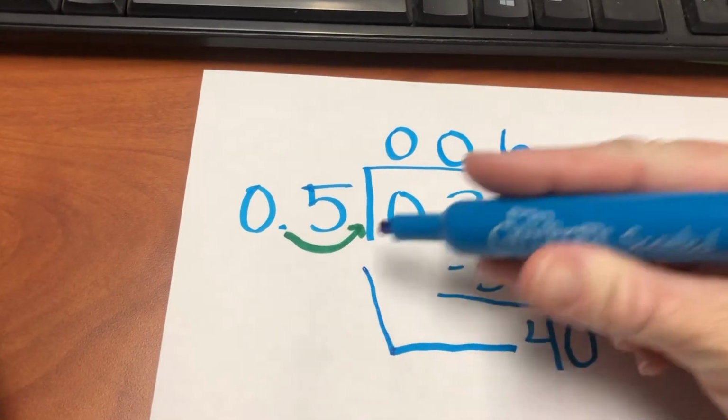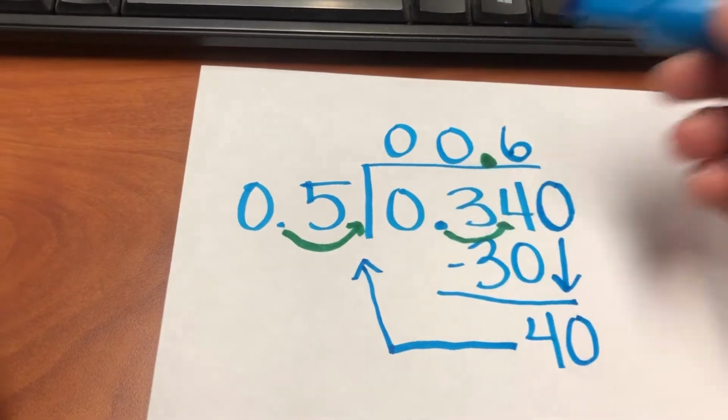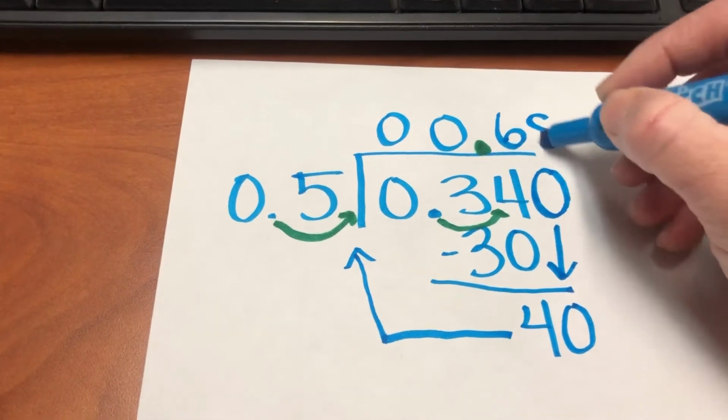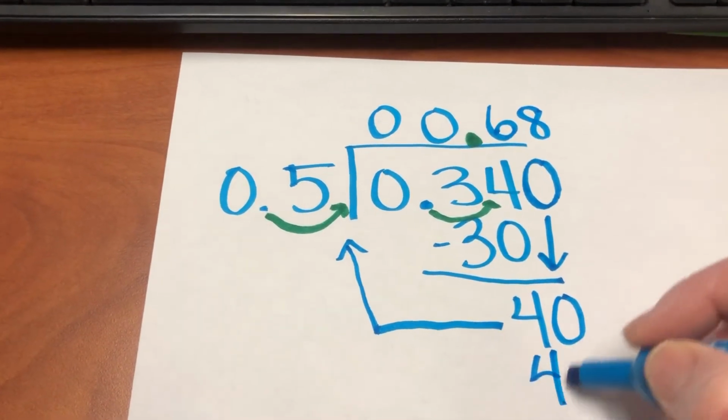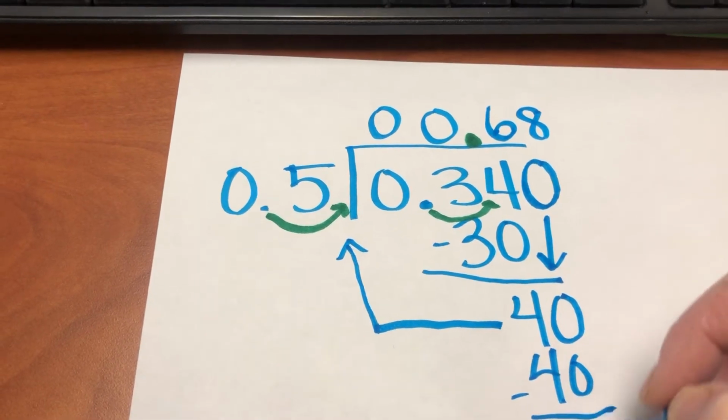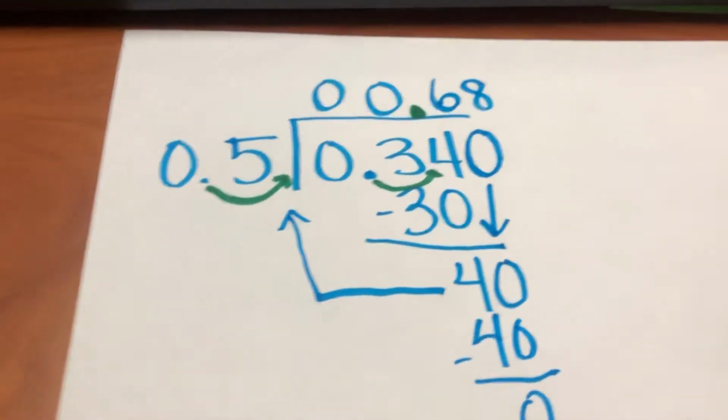Now I'm going to do 40 divided by 5. 40 divided by 5 is 8. And 8 times 5 is 40. Nothing's left. There's my answer.